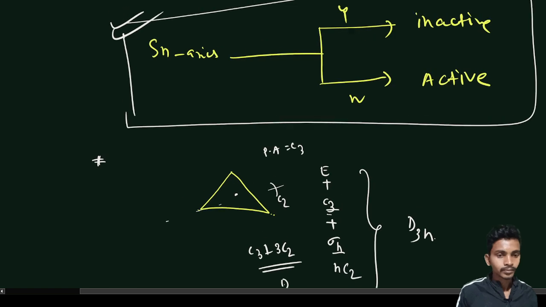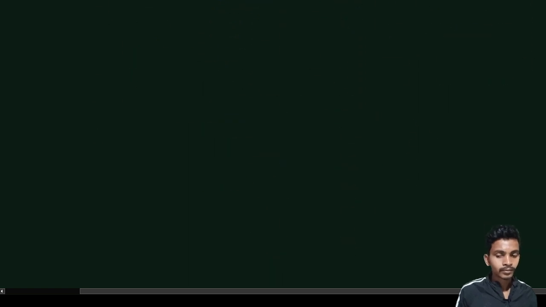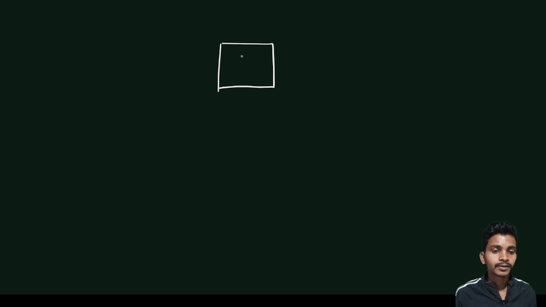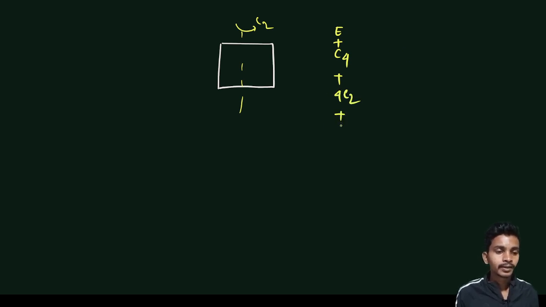Now another type of molecule, like if we have this type of molecule, what elements are present here? Here C4 is present, first E is present, then C4, and then we can see that C2 is also present, like this. So one C2, then 4 C2, and also 4 sigma v are present.